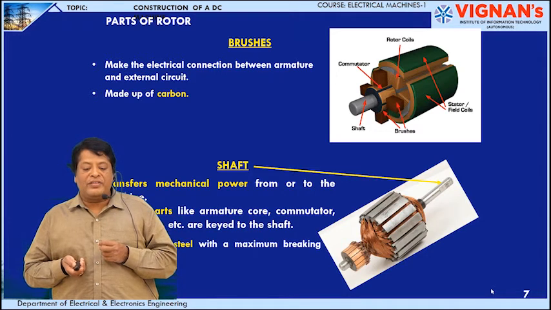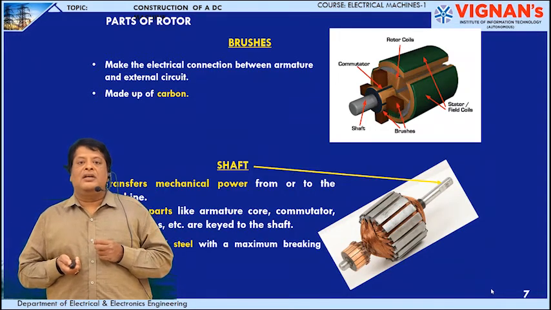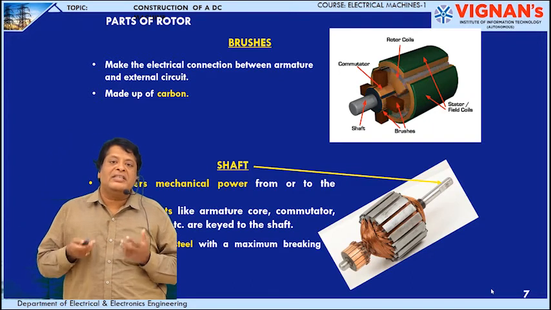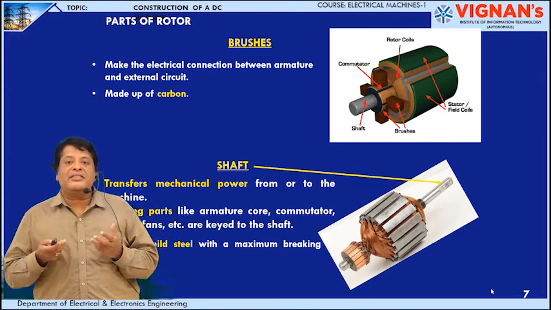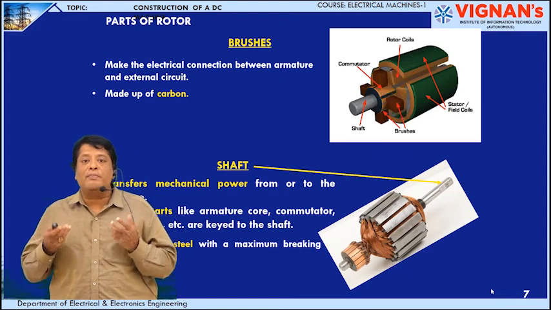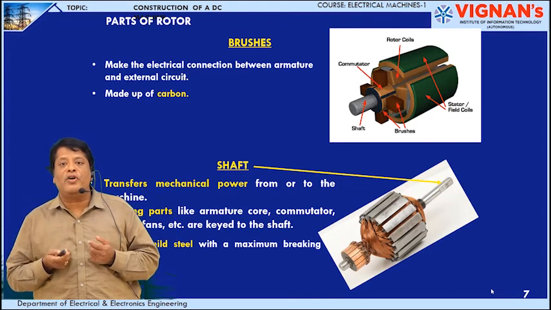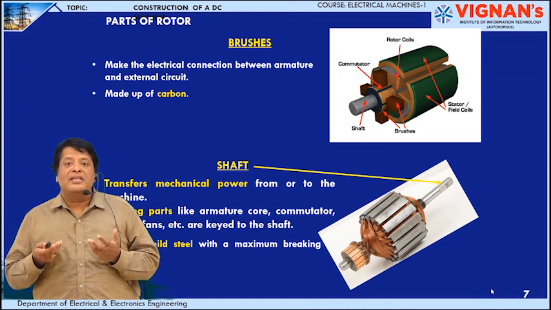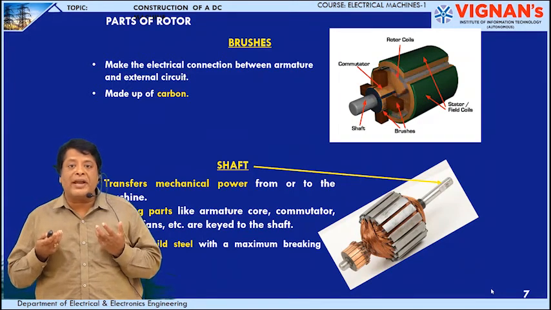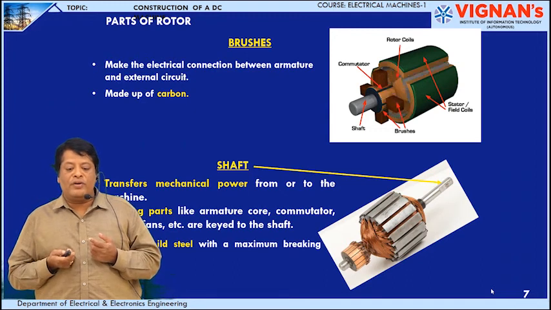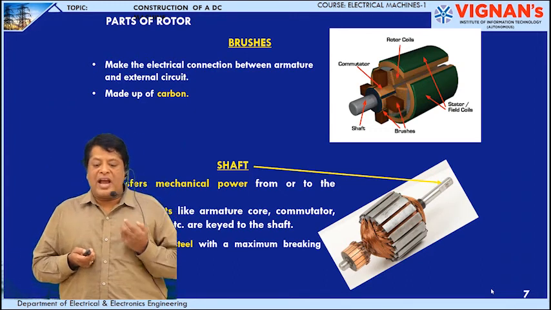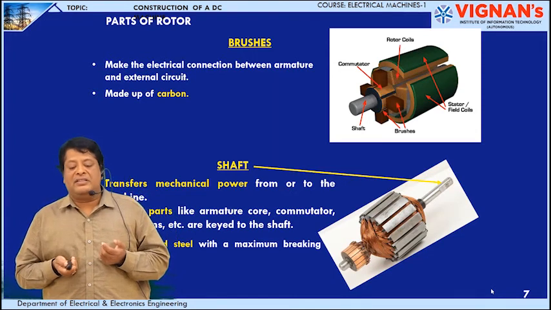It is made of mild steel. Why are we going for mild steel? Because it has a high breaking strength. Breaking strength is needed because it gives mechanical support to the armature. It is a very heavy body, so it should have high strength and be mechanically strong. That's why we are going for mild steel, which has a high mechanical breaking strength.